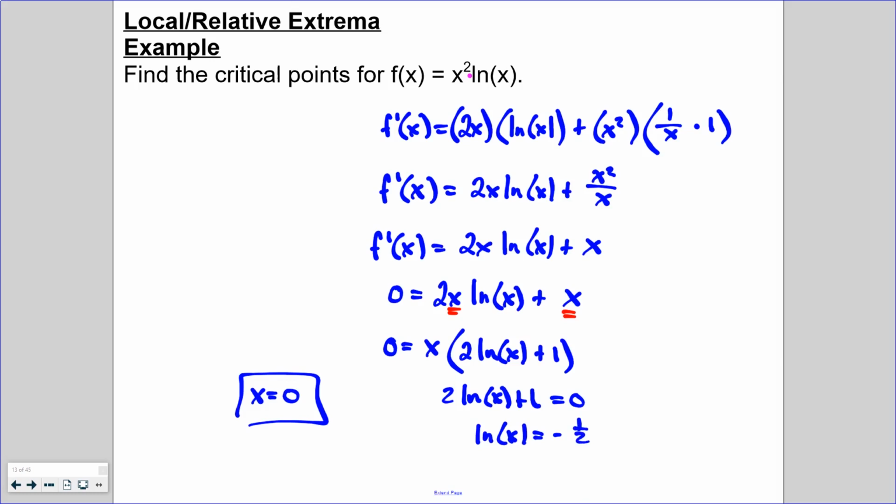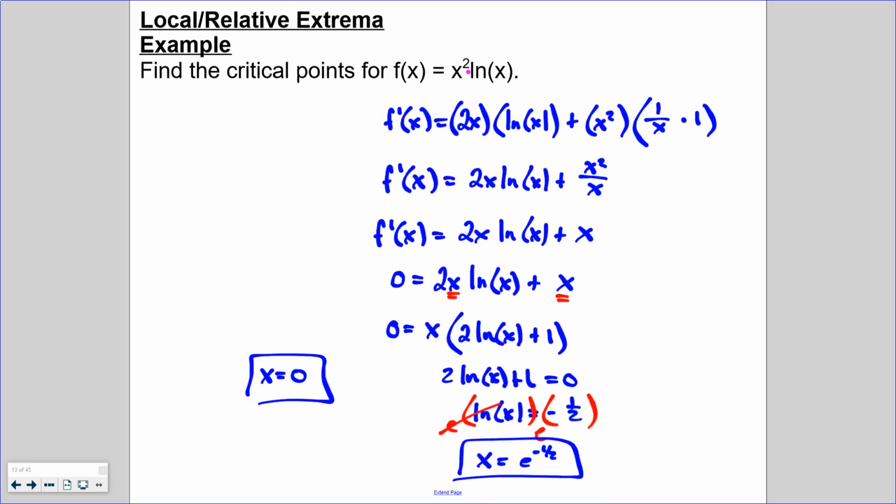And if we remember back from pre-calculus, we know to undo a natural log, we'll need to take the inverse, which is the e function. But what we do to one side, we have to do to the other. So the e and the natural log will cancel out, leaving us with x is equal to e to the negative 1/2 power. So there we go. We just found all of our critical points for the function x squared times the natural log of x.